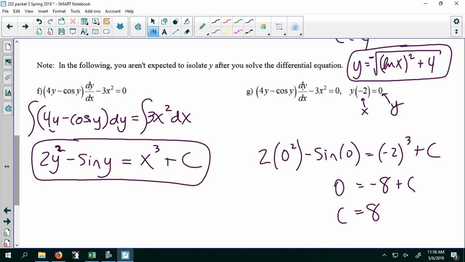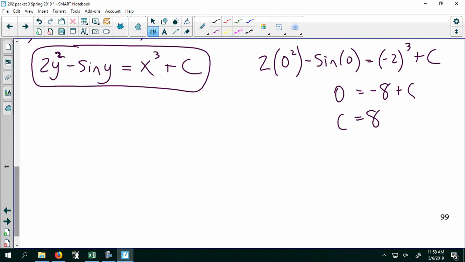So c is 8. Tempting to circle that and say that's the answer, but the actual answer is this function, but replacing the c with an 8. So we get 2y squared minus the sine of y equals x cubed plus 8.